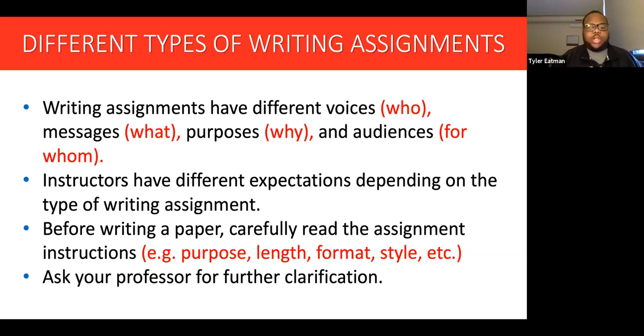Next, instructors have different expectations depending on the type of writing assignment. Depending on your writing assignment, your professors usually already have a rubric for you. Make sure you follow that rubric so you can get all the points, and so you know the instructor's expectations of how to format this paper and what they're actually grading for, what they are looking for when they read your paper.